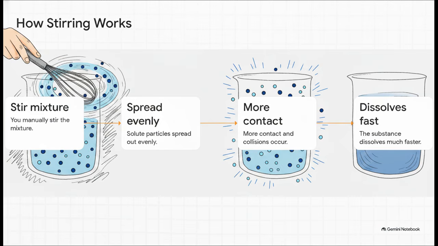First, you stir the mixture, right? You're providing mechanical agitation. That motion forces the solute particles to spread out evenly throughout the solvent, rather than just clumping up in one sad spot. Because they're spread out and constantly moving, the solute and solvent come into contact way more frequently. We get a massive increase in collisions. And finally, because of all those extra collisions happening all over the glass, the substance dissolves significantly faster.